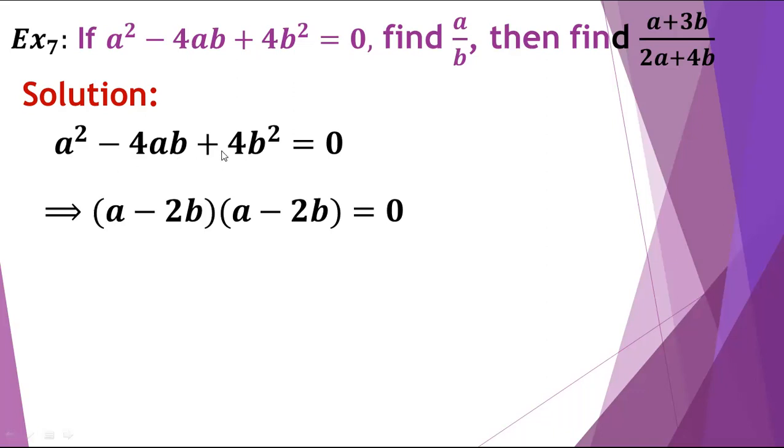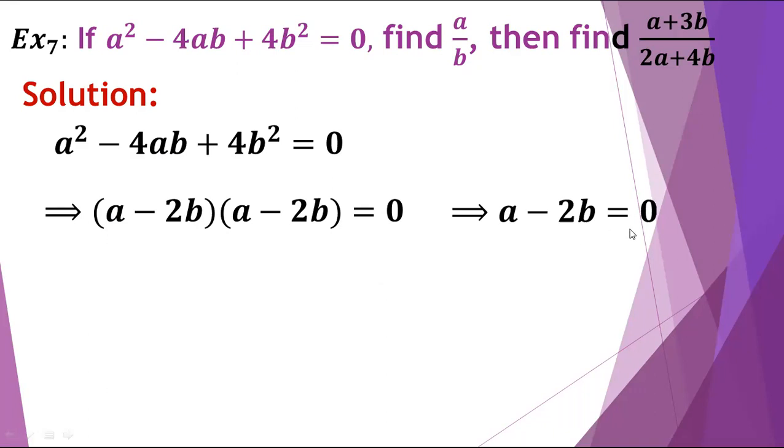So this trinomial can be factorized into the 2 brackets, a minus 2b and a minus 2b, equals 0. As we said before, if the product of 2 numbers equals 0, that means the first number can be 0 or the second number can be 0. Since the 2 brackets are the same, each one of them can be 0.